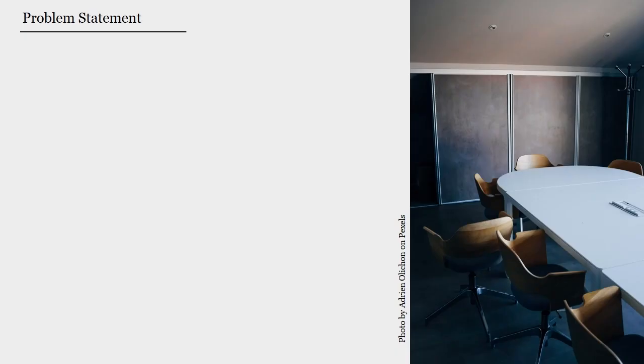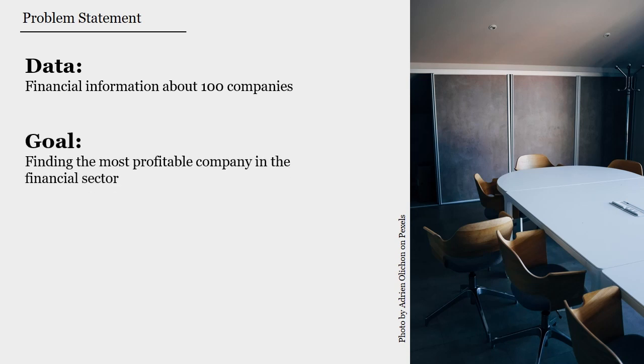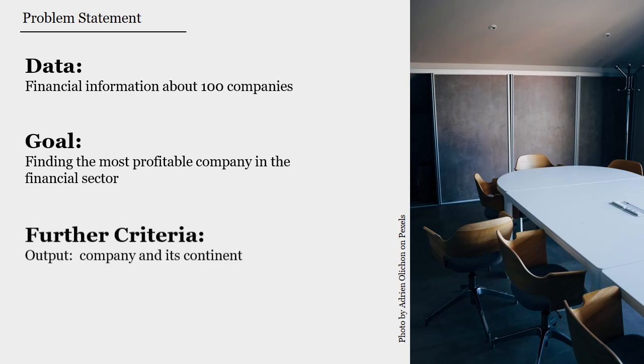For this question, our dataset contains financial information about 100 companies, and our goal would be to find the most profitable one in the financial sector. Now the question asks us to return both the company name and also its continent. We will be solving this problem using two approaches. Let's begin with the first one.